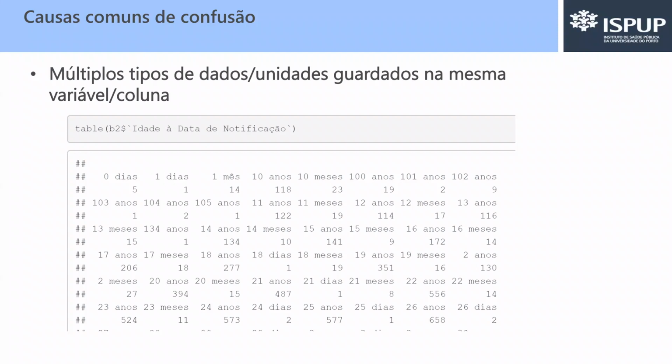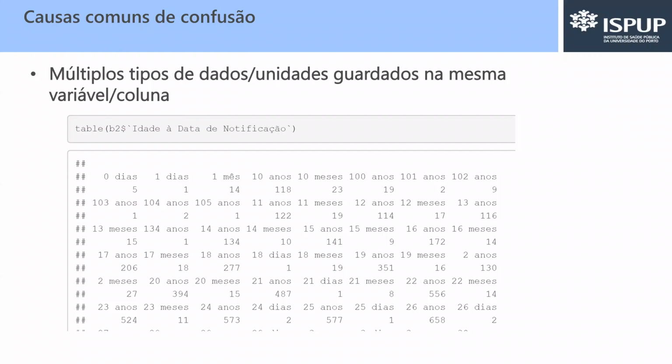And in the beginning of COVID, this was like this. So you have data that was in days, data that was in months. So the age was in years and months and so on, depending on whether it was a baby or something else. What I want is a variable that has the age in years, or in months. I need to have it in the same unit. So that is one of the problems.